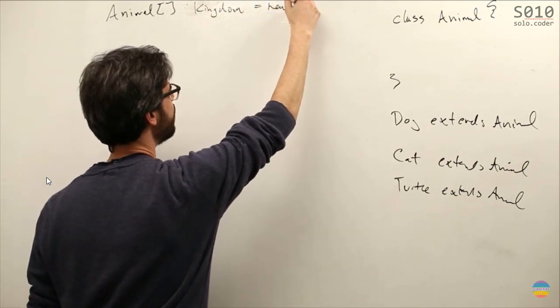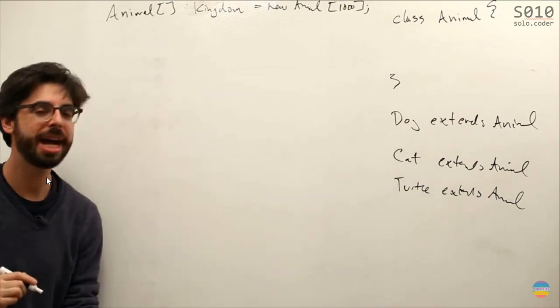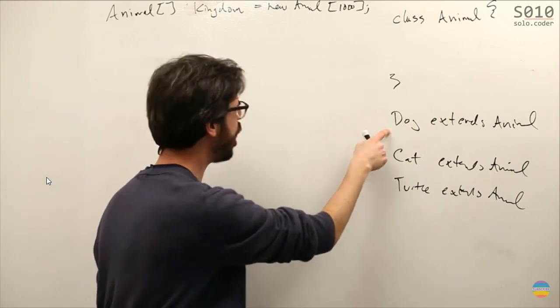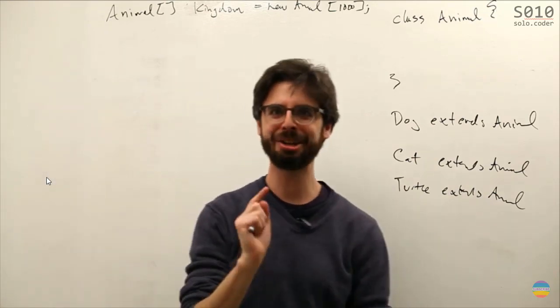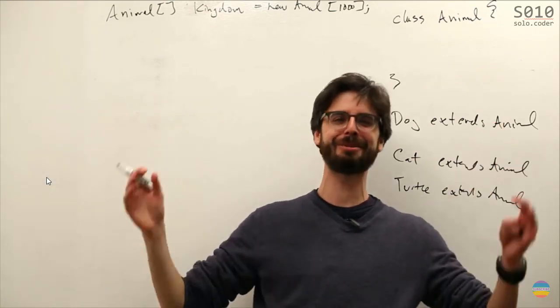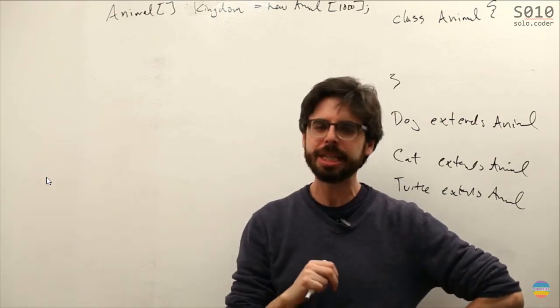Kingdom, which is a new animal array, and we're going to have 1,000 animals in it. Okay? I want to put dogs and cats and turtles into that array. Can I do that? The answer, of course, is yes, otherwise why would we be here? But just think back to, wouldn't that have been your first instinct?